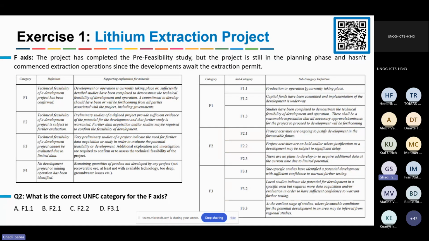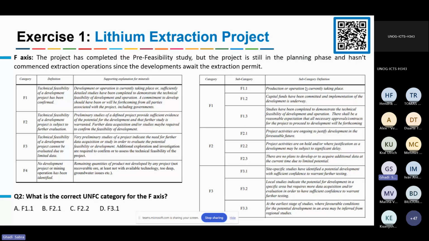Correct. Moving on to the F-axis, the project has completed the pre-feasibility study, but the project is still in the planning phase and hasn't commenced extraction operations since the development awaits the extraction permit. So again, what is the correct UNFC category for the F-axis this time? Here, it might get a bit trickier because we're including the subcategories. So is it F1.1, F2.2, F2.1, or F3.1?